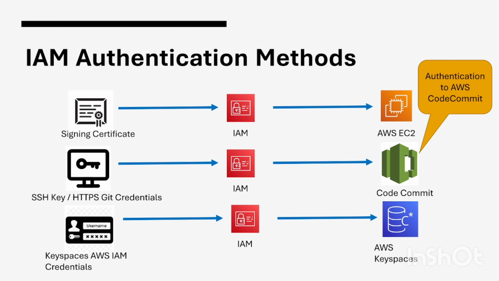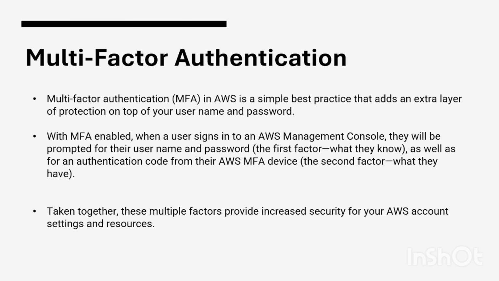So that is all with the authentication methods, but here we shall be focusing more on multi-factor authentication. Right, so the next topic is multi-factor authentication. Talking about multi-factor authentication in AWS, it is a simple best practice that adds an extra layer of protection on top of your username and password. With MFA enabled, when a user signs into the AWS management console, they will be prompted for their username and password, obviously. The username and password is the first factor, which a user should know, right? A user knows its username and password.